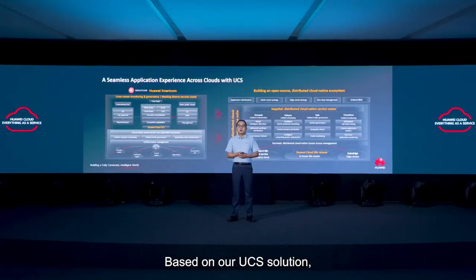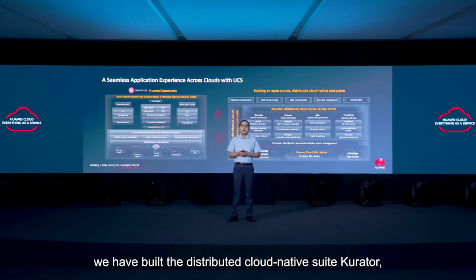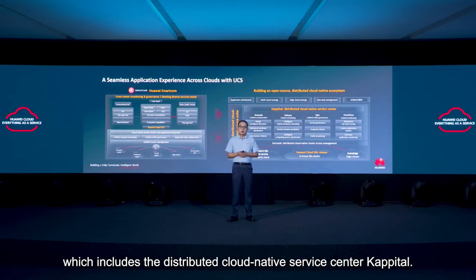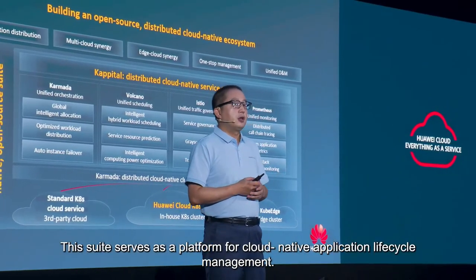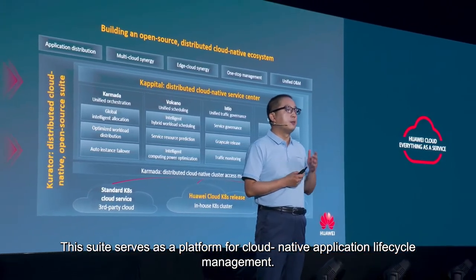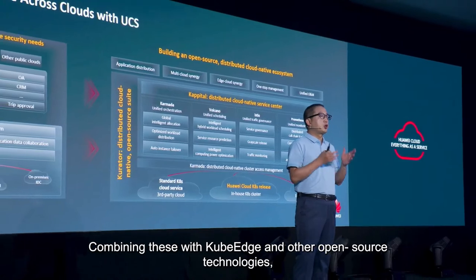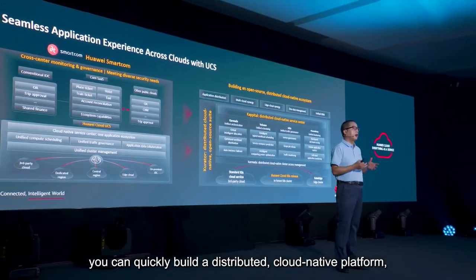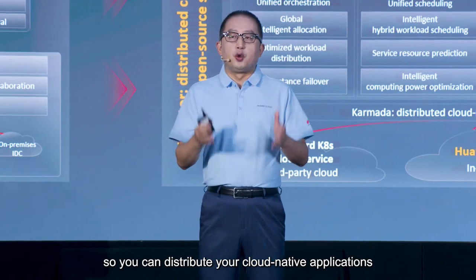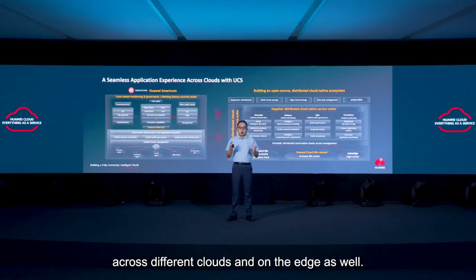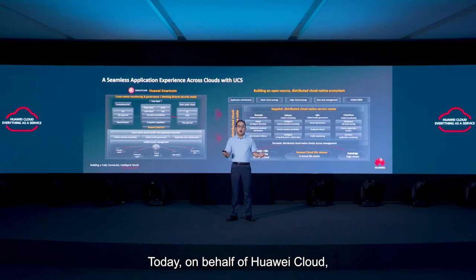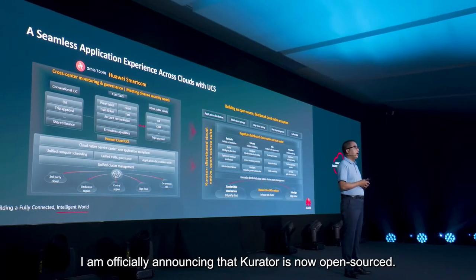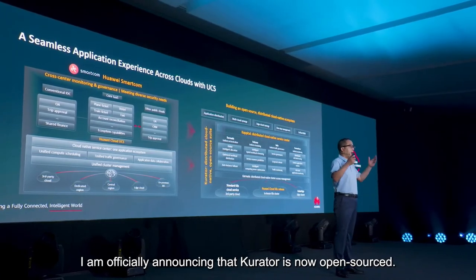Based on our UCS solution, we have built the distributed cloud native suite, Creator, which includes the distributed cloud native service center, Capital. This suite serves as a platform for cloud native application lifecycle management. Combining this with Karmada and other open source technologies, you can quickly build a distributed cloud native platform. So you can distribute your cloud native applications across different clouds and on the edge as well. Today, on behalf of Huawei Cloud, I'm officially announcing that Creator is now open sourced.